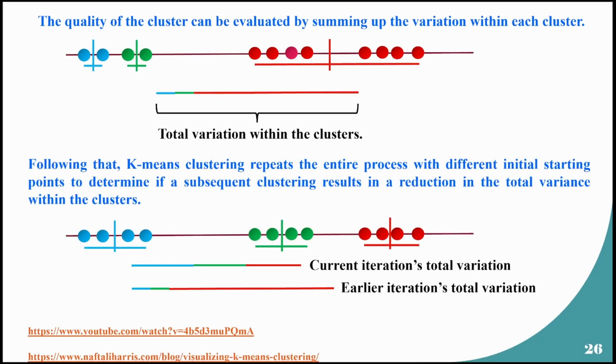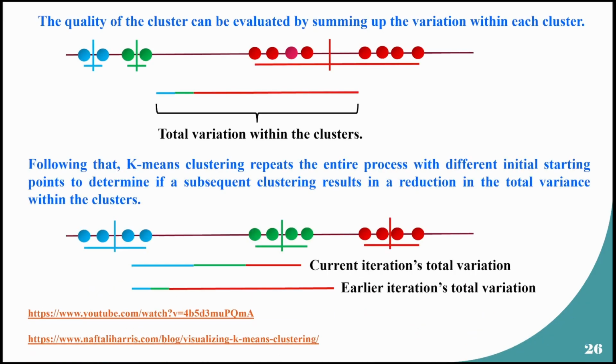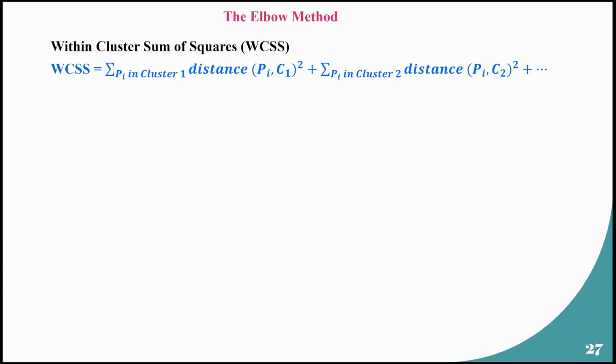So one question that will come is how do you know how many clusters you need to divide your data into, right? So that is one process. There are other processes also, but one commonly used method is called the elbow method, using something called the within cluster sum of squares. Now, what is the within cluster sum of squares? Well, it can be represented by this formula.